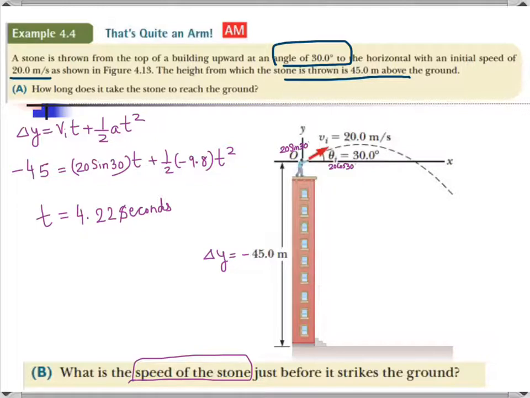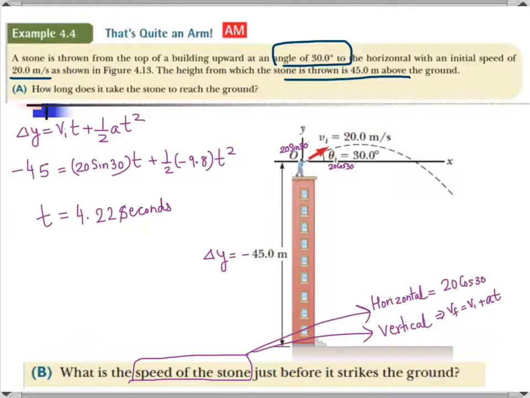Second part, it's asking for the speed of the stone. The speed of the stone will have two components, horizontal and vertical. Horizontal is 20 cos 30. Vertical will be found by using the formula Vf equal to Vi plus a t, because there is acceleration in the vertical direction.